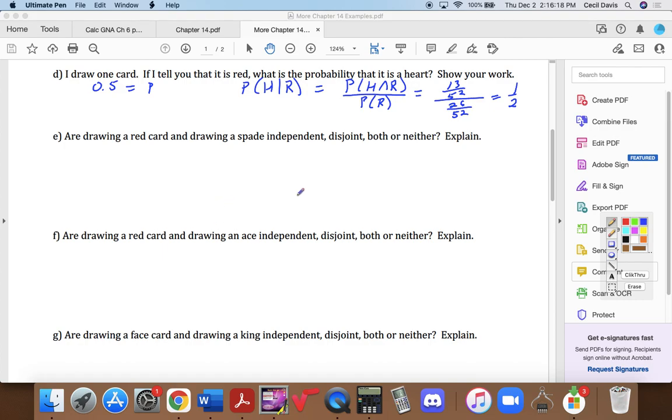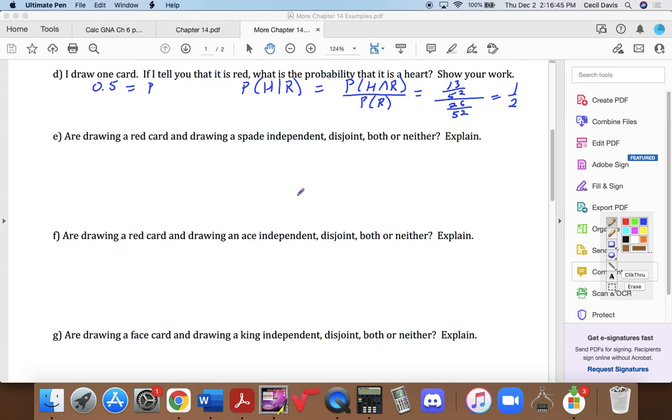It can't be both. Why not? It just doesn't. We already had this conversation. If two things are disjoint, then one happening precludes the other one from happening.